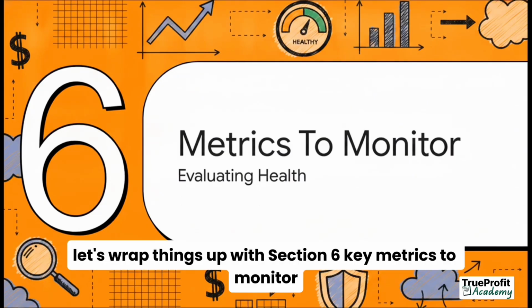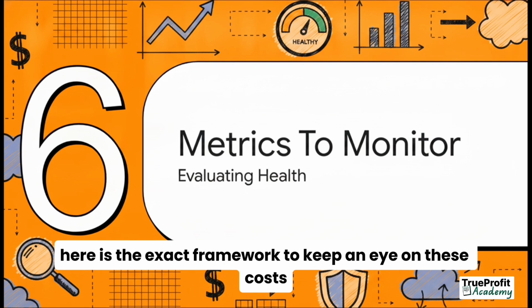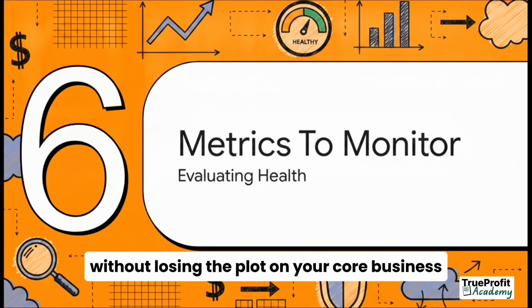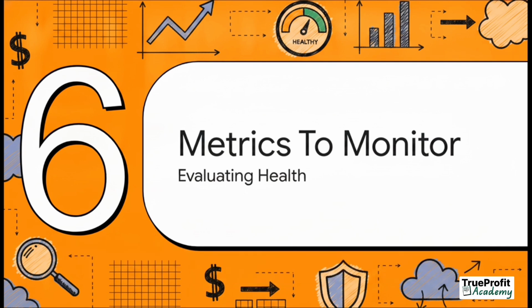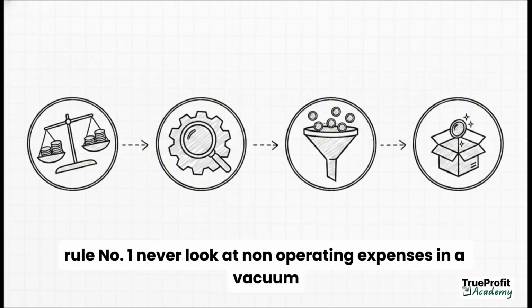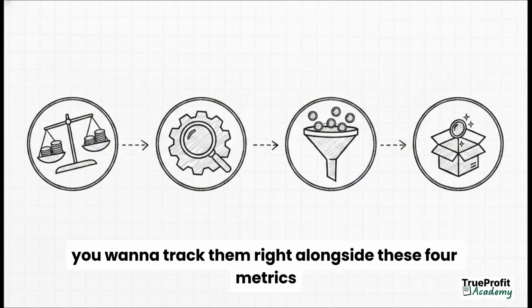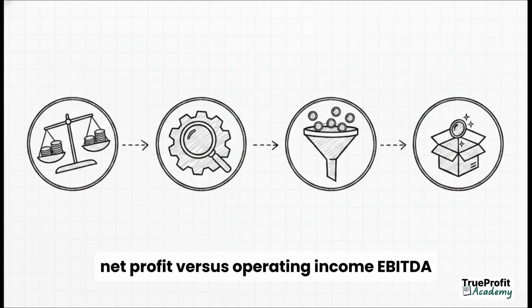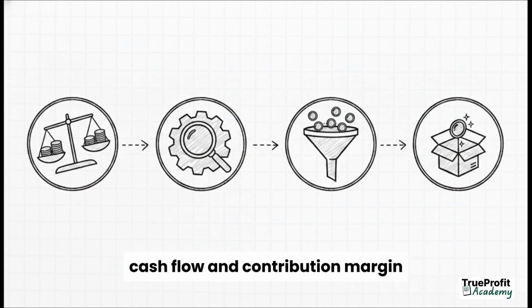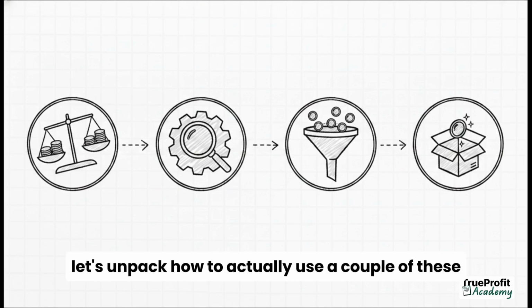Let's wrap things up with Section 6, key metrics to monitor. Here is the exact framework to keep an eye on these costs without losing the plot on your core business. Rule number 1, never look at non-operating expenses in a vacuum. You want to track them right alongside these 4 metrics: net profit versus operating income, EBITDA, cash flow, and contribution margin. Let's unpack how to actually use a couple of these.